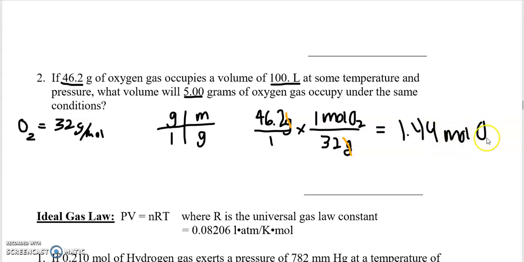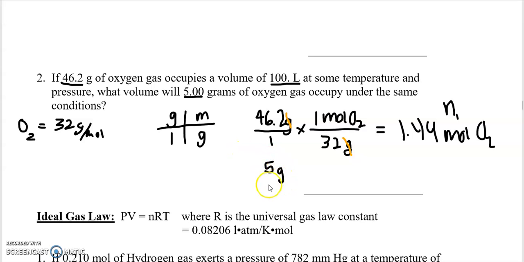1.44 moles of O2. So that's going to be considered N1, because that's our first N amount, our first mole amount. And again, we've got to apply that same process for the second one, for 5 grams. So let's do that right now.